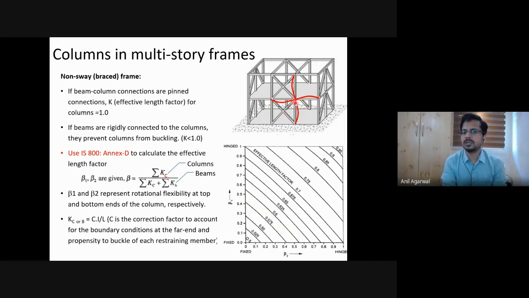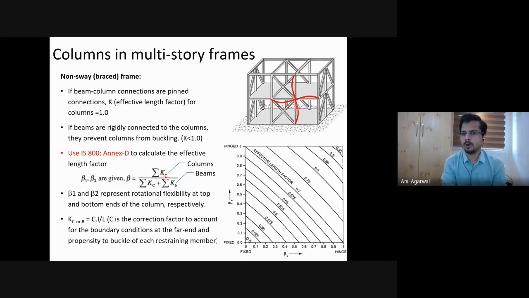But I haven't told you yet how to calculate the beta value. So the beta value at this end, for example, we are calculating. The idea here is beta is equal to the summation of all K, a certain K value. Again, that is another variable that we are adding. This is not the same K that is the effective length factor. This is a new K.